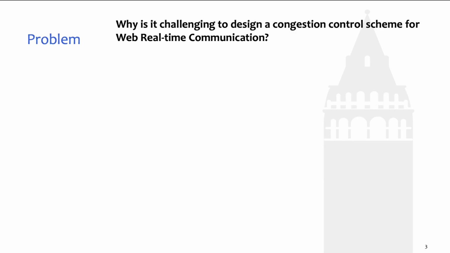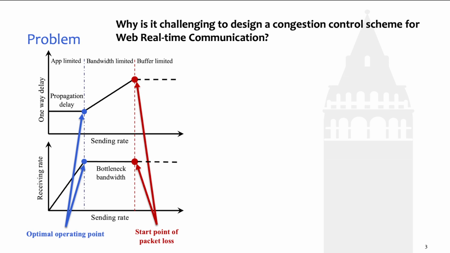Before talking about the model, let's focus on the challenge of designing a congestion control scheme for web real-time communication. As shown in this figure, the objective of congestion control is to keep network links operating at the optimal point where in-flight data equals the BDP. Measuring bottleneck bandwidth and propagation delay abide by the uncertainty principle.